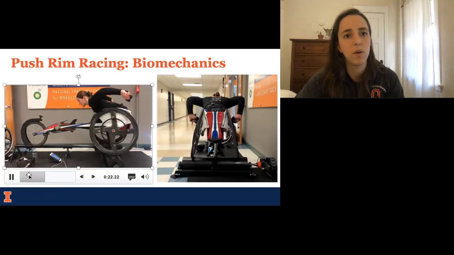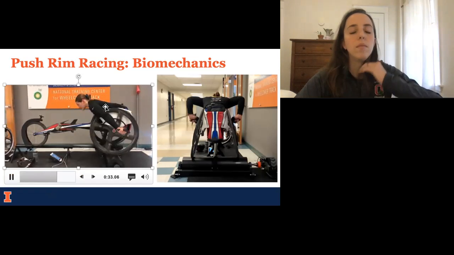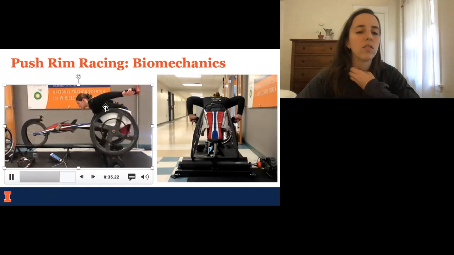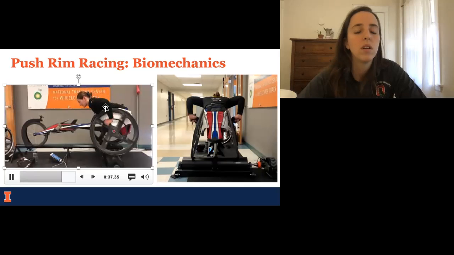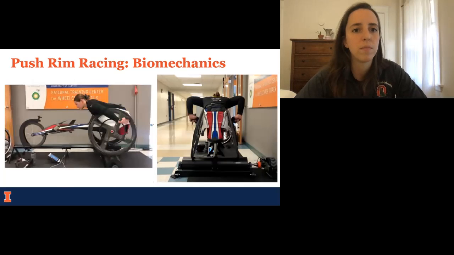You can also appreciate how much shoulder extension is going on here. And she does have a little bit of trunk movement. It's not a lot. Usually racers don't want a lot of trunk movement. You want that as stable as possible. And she's very parallel to the ground, which is proper form.